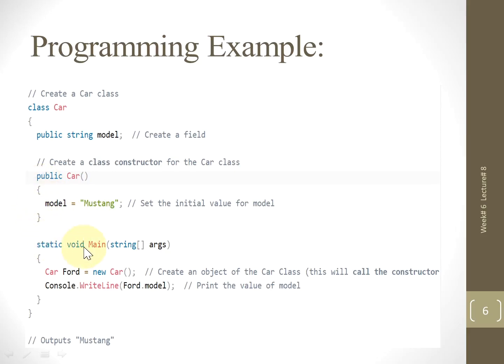Now we have a main function. Within the main function, we have created an object with the name Ford, as we have already learned how to create an object. First the class name, space, then the object name, then the assignment operator, the new keyword, and the name of the class Car. So this is the reference of the object, and this is the type of the object. When we have created the object, the constructor function is automatically called, and the value is stored within the data member model.